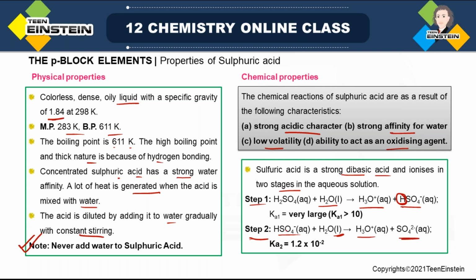Now look at the dissociation constant values. In the first case it is very large, greater than 10. But in the second case it is comparatively less, 1.2 times 10 to the power minus 2, that means 0.012. Obviously, compared to 10, it is very, very low. In this way, it is acting as a strong dibasic acid.